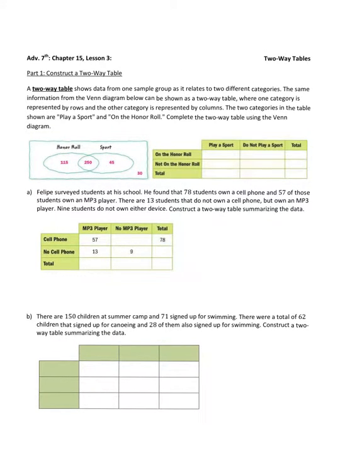Advanced 7th, Chapter 15, Lesson 3. Part 1. Construct a two-way table. A two-way table shows data from one sample group as it relates to two different categories. The same information from the Venn diagram below.